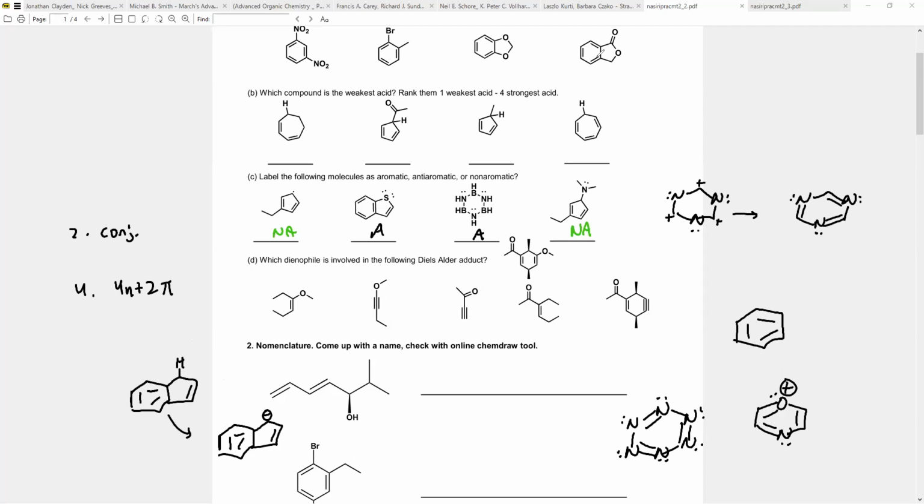All right, aromaticity problems are never usually that crazy. Usually just some non-aromatic and anti and then an aromatic. All right, cool. Moving on.